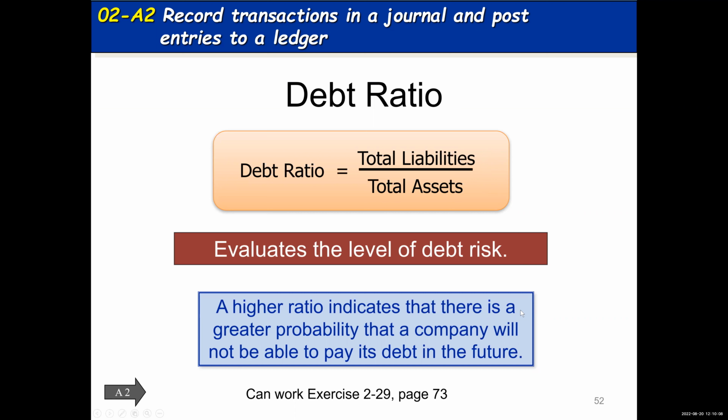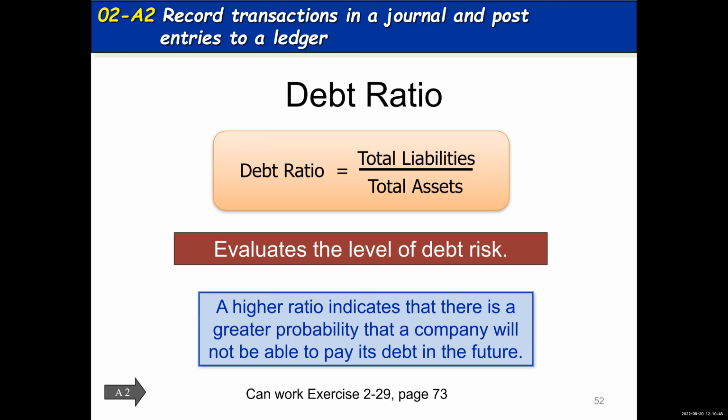A higher ratio indicates that there is a greater probability that a company will not be able to pay its debt in the future. You know, debt is like medicine. In the right amounts, it's good for you. But if you overdose on your medicine, you could die, right? Well, same thing. If you overdose on your debt and you won't be able to pay your debt off, then you die. Your company goes bankrupt and you're through. So this is why users of financial statements are interested in this debt ratio.